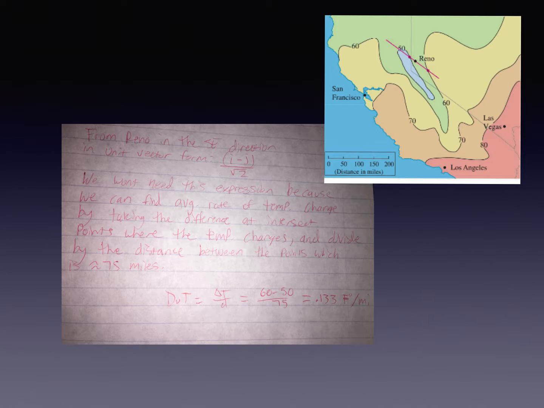So we'll say the rate of change of temperature is 60 minus 50, 60 being the green area and 50 being the first area in the blue, and we'll take the difference divided by 75, and we get approximately 0.133 degrees Fahrenheit per mile.